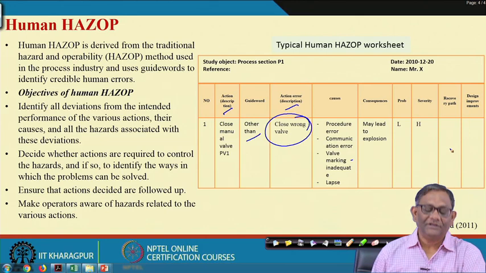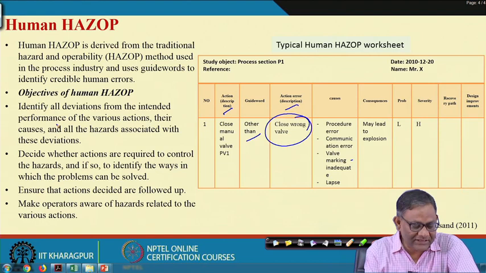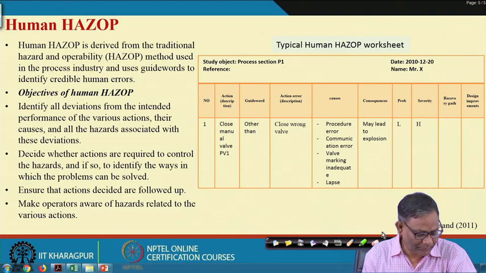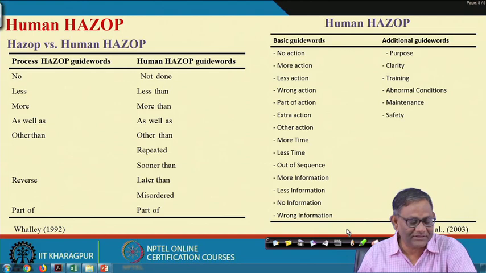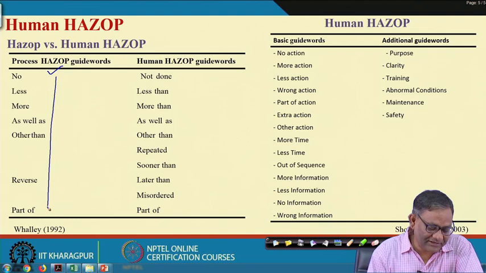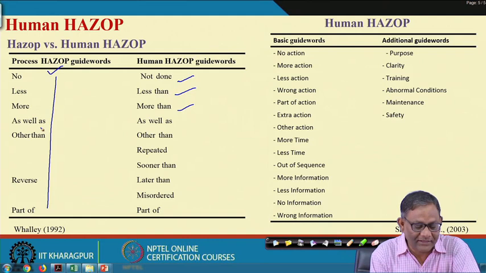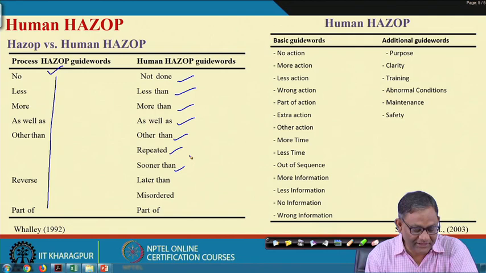Okay. So I don't want to discuss the objectives and steps further, because these are similar to the HAZOP study you have done earlier. Now I will show you some of the guide words for human HAZOP, because the guide words will be different from process HAZOP. You see the guide words here. Process HAZOP guide words, we have more or less discussed. Now, human HAZOP guide words: no means not done, similar, analogy, less than, more than, as well as, other than, repeated, sooner than, reverse, later than, misordered, part of, as well as part of.